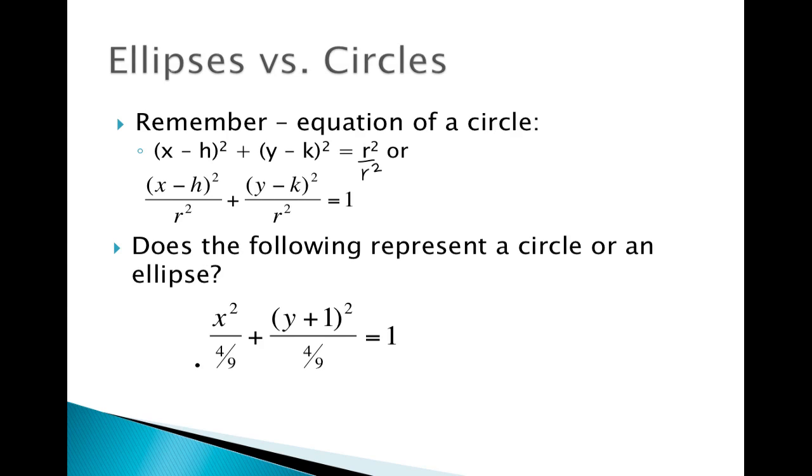So looking at our final example for today, what do we have? We've got an equation here. Is it a circle or is it an ellipse? This one's easy. It's already set up in standard form, so there's not much that we have to do here. We just take a look at our denominator, and we see that these numbers are in fact the same. So this equation represents a circle.